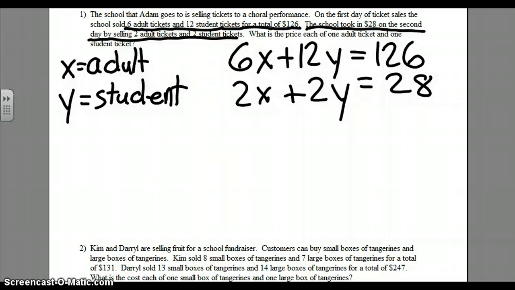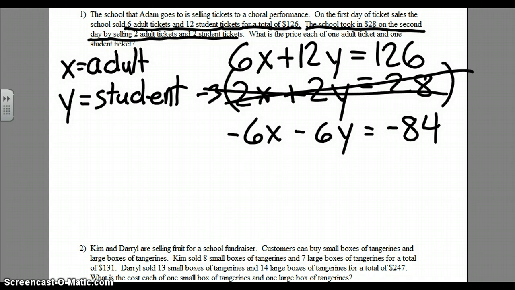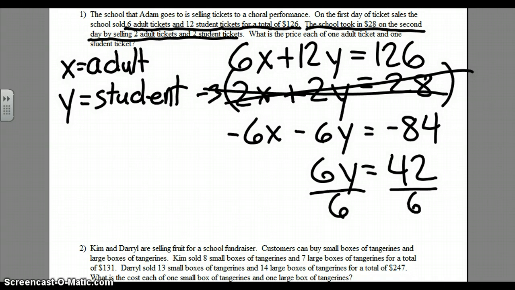All the questions will be presented in a similar format to this, very straightforward within the statement. 6 adult, 12 students earned $126. You earned $28 for 2 adult and 2 student. They're written very straightforward, and from here we have x lined up, y lined up, and our numbers lined up. So I'm going to multiply by -3 in order to cancel out my x's. I get -6x, -6y, and -84. Now I can cross off that equation, and I can combine my 2 equations, making it 6y equals 42. I divide by 6.